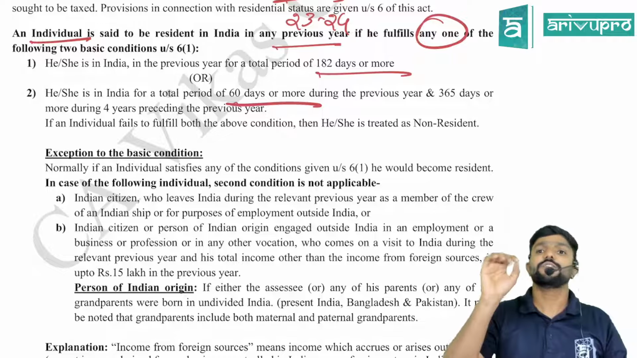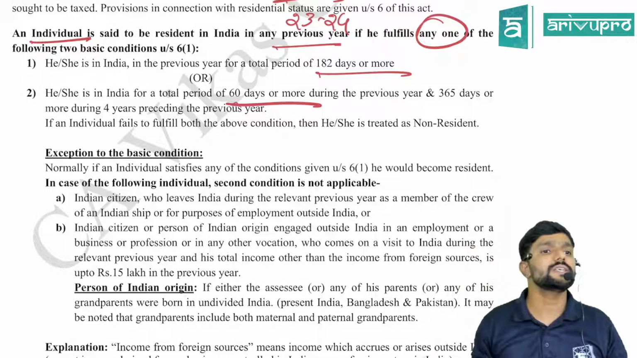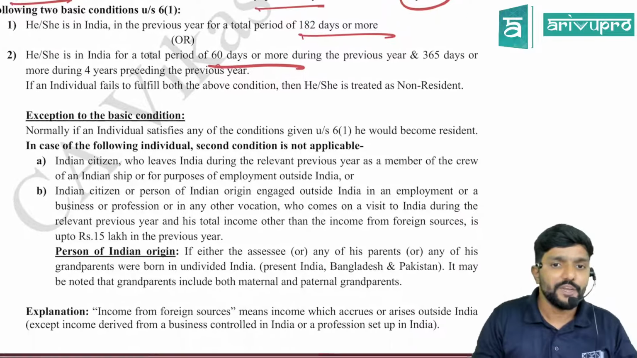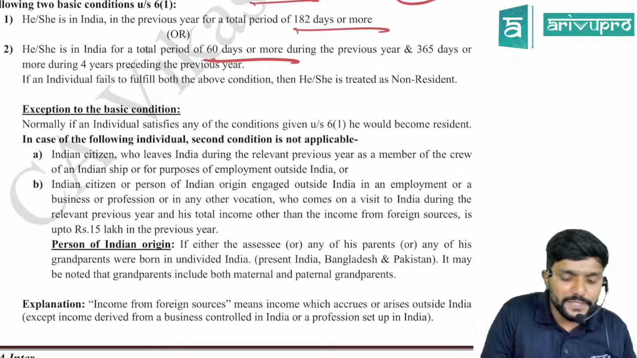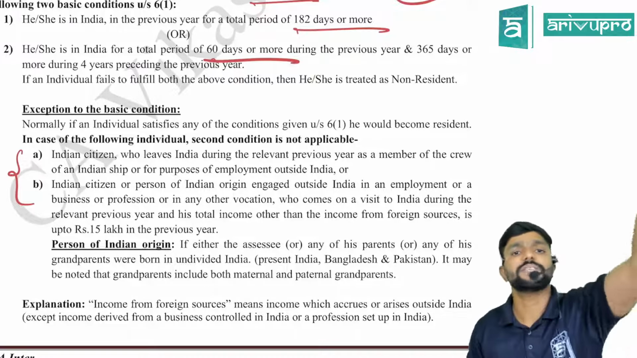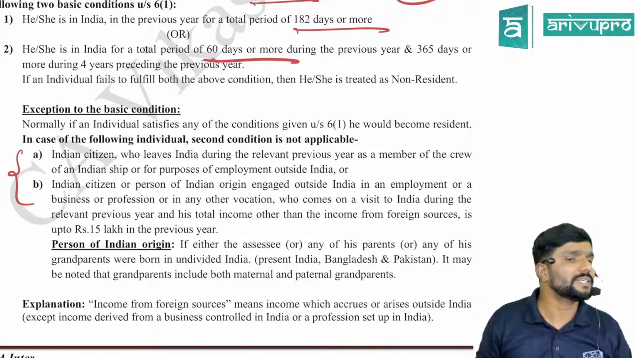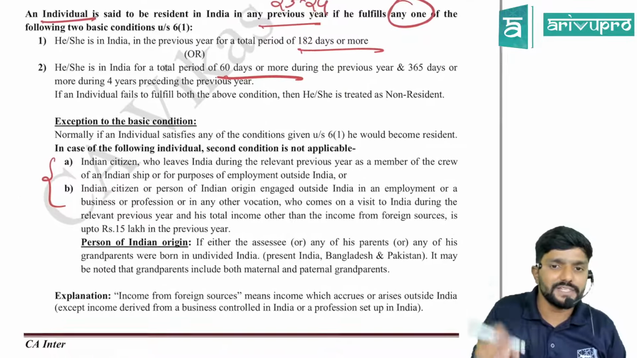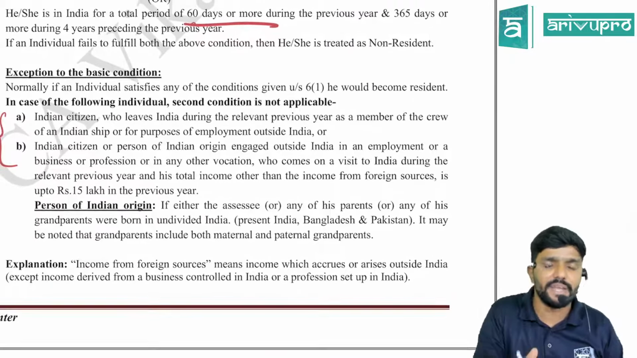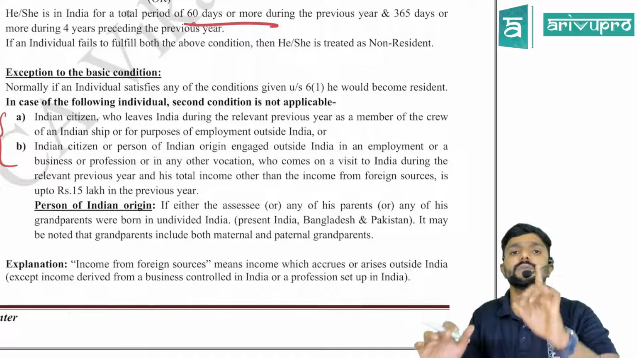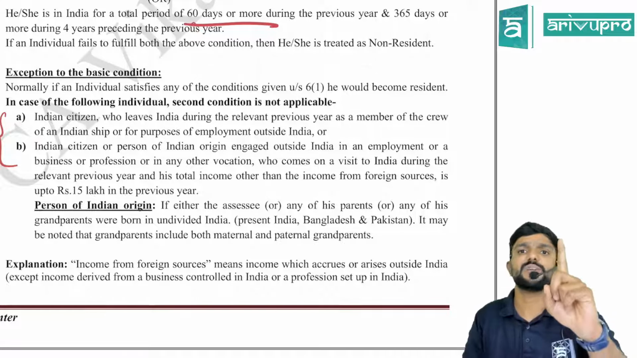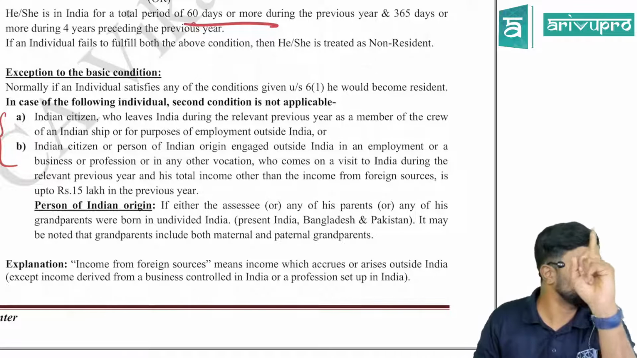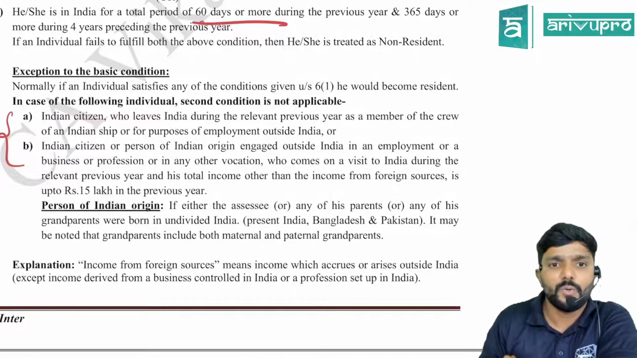Okay. So any one has to be satisfied. But if you are covered in these 2 points, they are telling you have to satisfy the first point. You have to satisfy the first point. Means if there is an individual who is covered in A or B, they will become resident only if they satisfy the first condition. That is 182 days. 182 days condition. What is it?